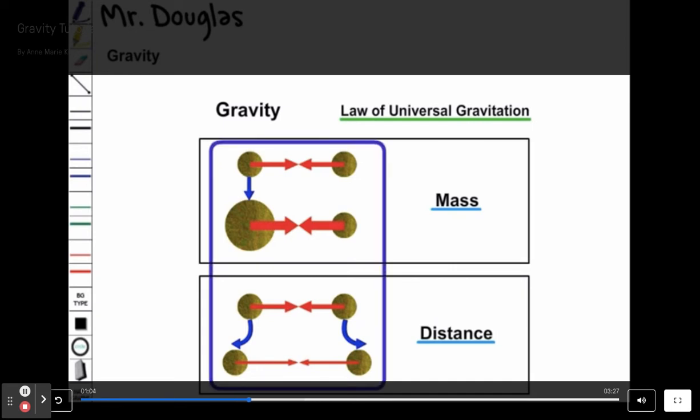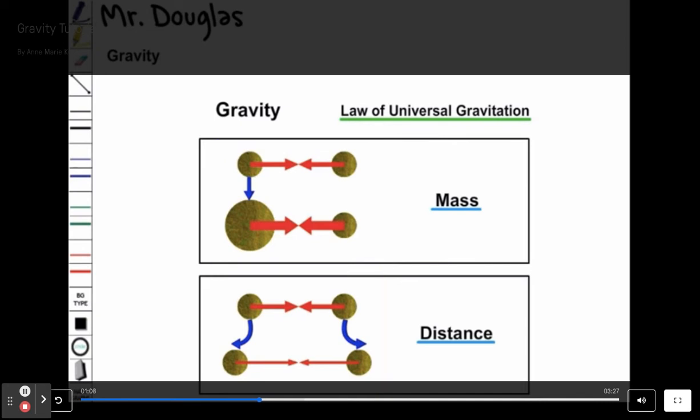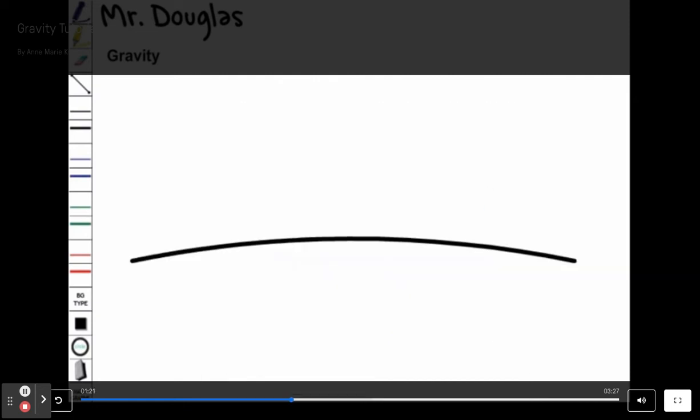All objects are attracted to each other by gravitational force, and the strength of the force depends on the mass of each object and the distance that separates the objects. Everything on Earth is pulled by Earth's gravitational force.